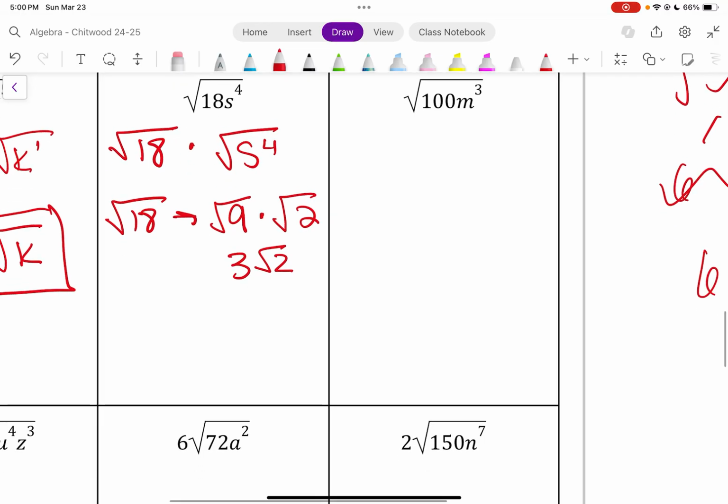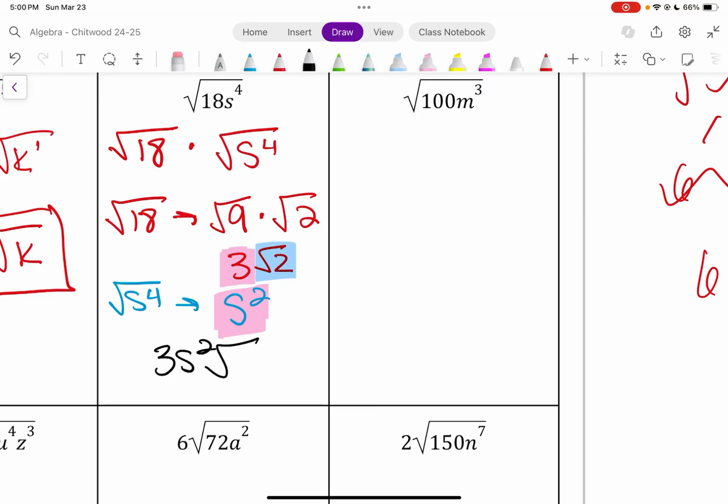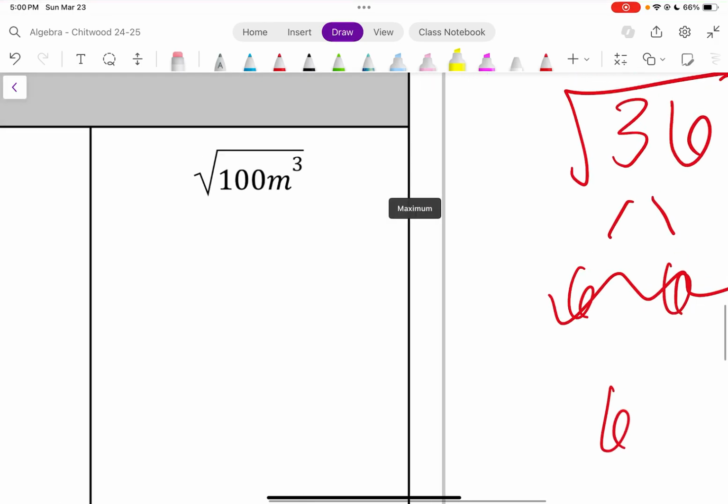We got that done. Now I have to do my square root of s to the power of 4. My exponent is even, so all I have to do is divide it by 2, and I get s to the power of 2. Now the way you write this is you put the number or variable that is not under the square root first. So I would have 3s squared, you put that first, then the part that is under the square root will go next. So square root of 2. This is how you would write it, just like this. That's your final answer. You break it apart into the number and the variable, then you put it back together at the end.